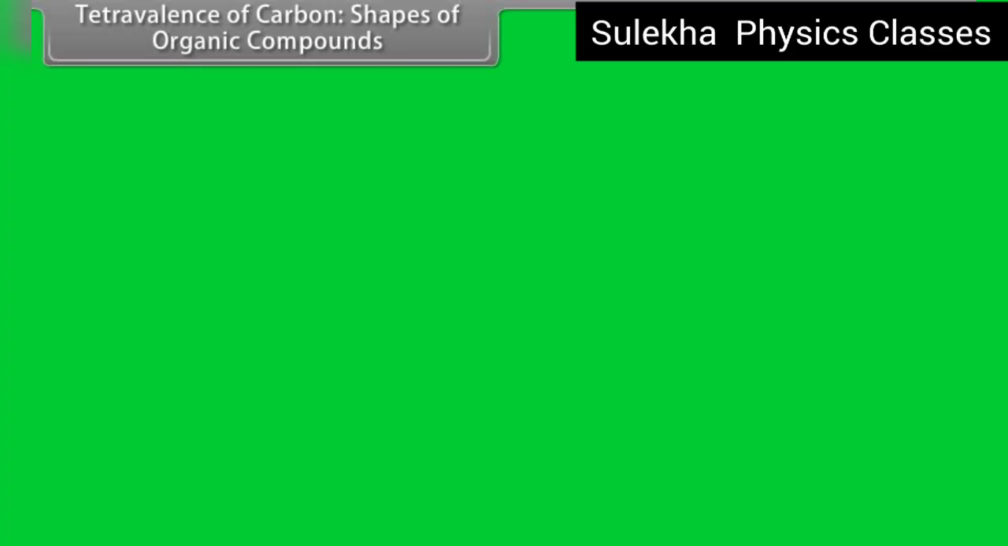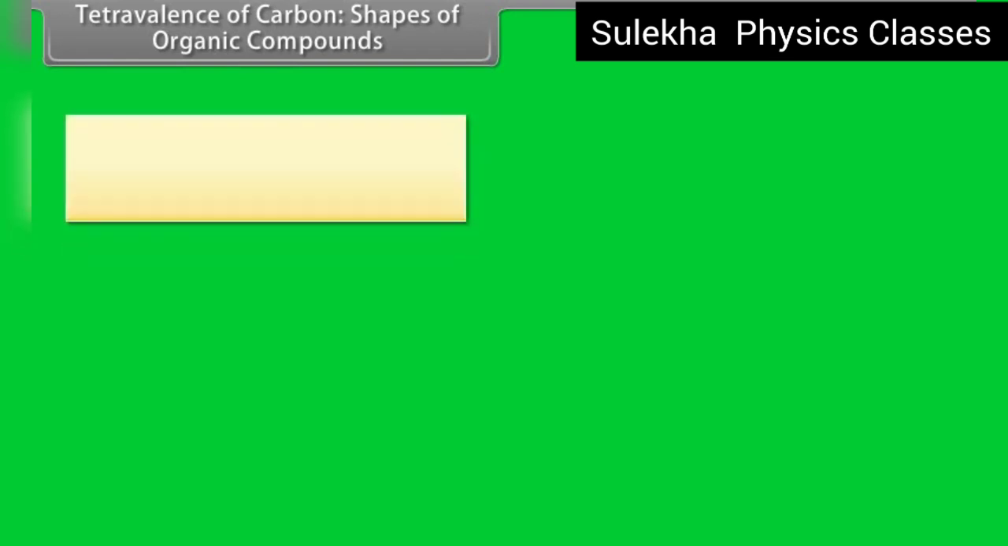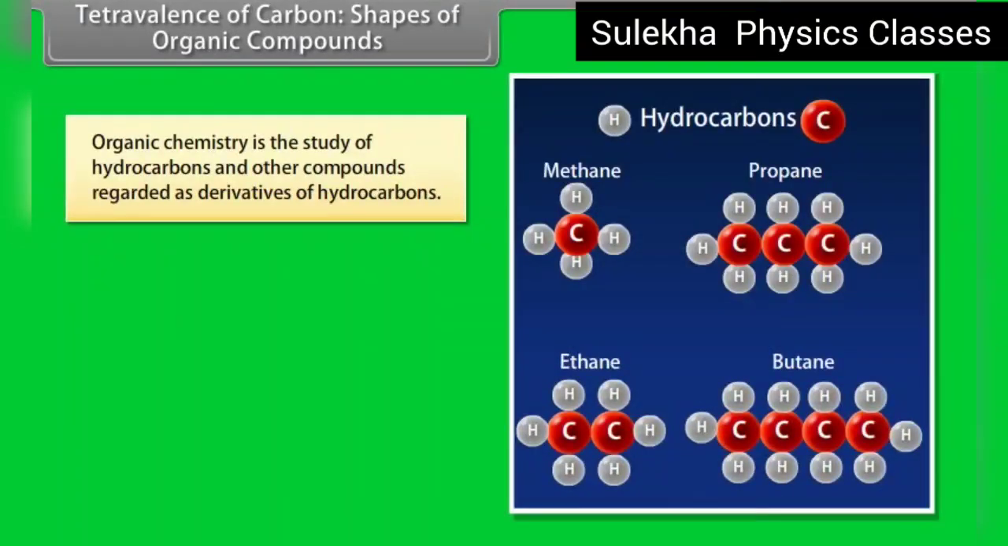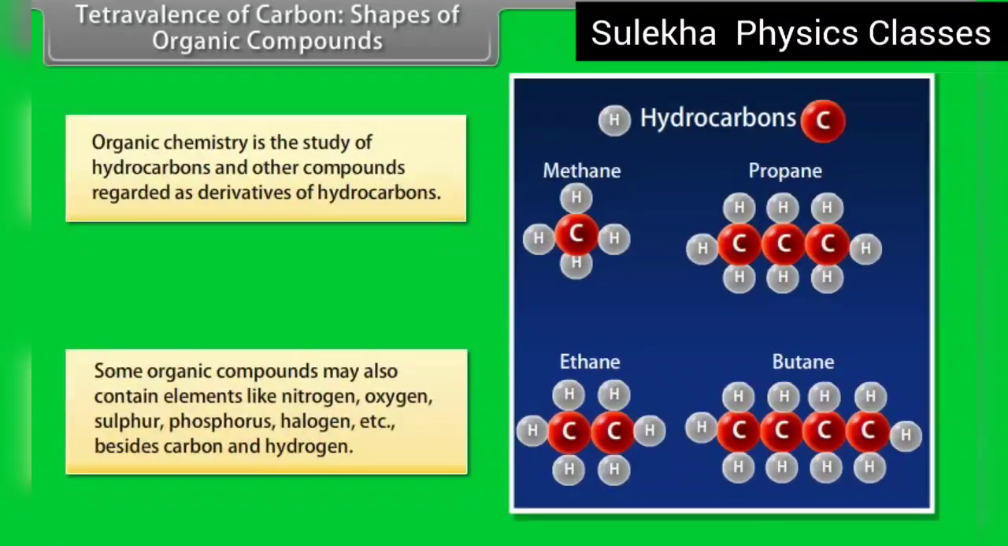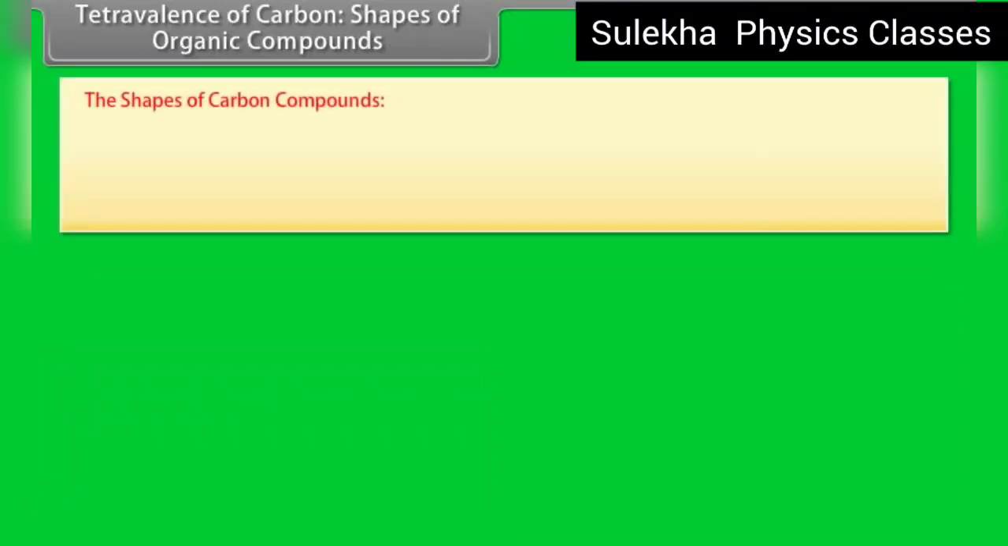Tetravalence of carbon, shapes of organic compounds. Organic chemistry is the study of hydrocarbons and other compounds regarded as derivatives of hydrocarbons. Some organic compounds may also contain elements like nitrogen, oxygen, sulfur, phosphorus, halogen, etc., besides carbon and hydrogen. The shapes of carbon compounds.